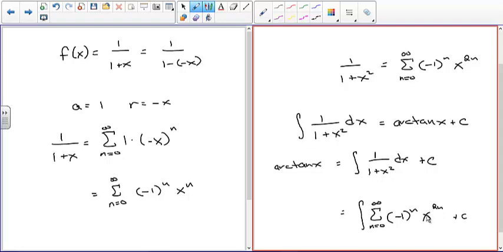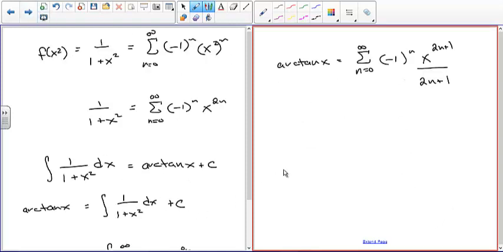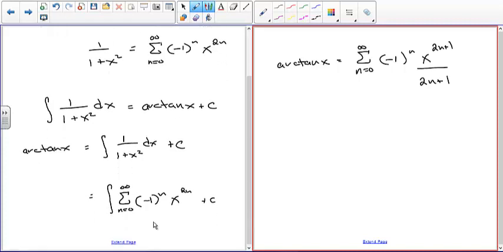So this is just like any x to the n type integration. We'd add 1 to the exponent divided by the new exponent. So when you integrate this, the term remains unchanged. The summation remains unchanged. You take this expression, you add 1 to the exponent, and divide by the new exponent. And therefore, the infinite series representation of the arctangent of x is this, and that's what it is in the book.